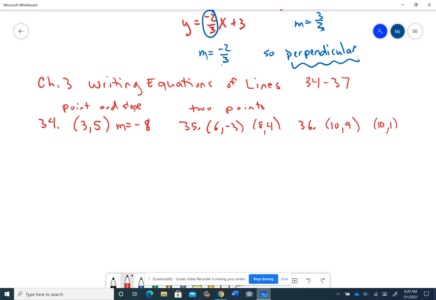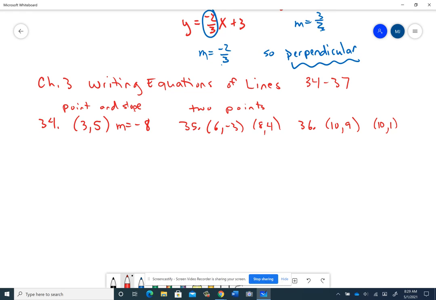Now we're going to continue with chapter 3. We're going to finish it up by looking at writing equations of lines. So on 34, you're given the point and a slope. On 35 and 36, you're given 2 points. And then 37 deals with the parallel and perpendicular issue.